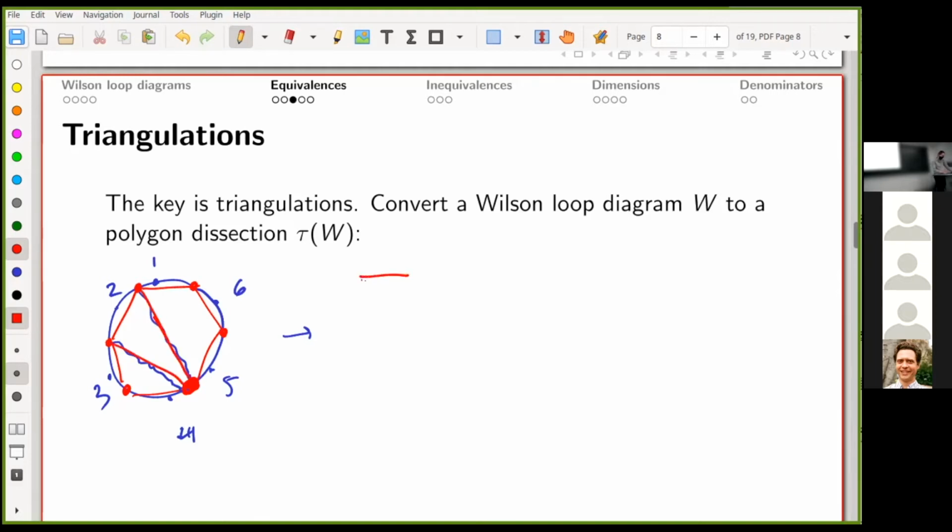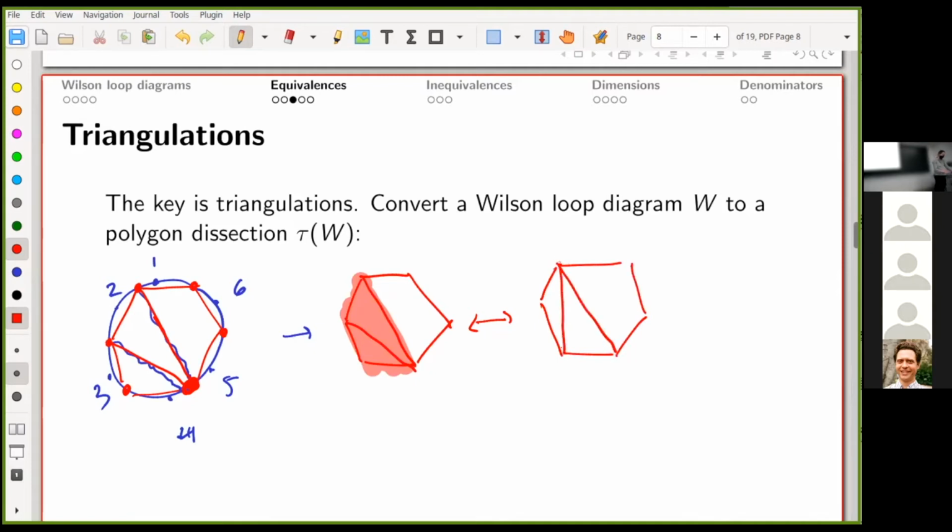And so what do we see? We have some polygon dissection, which we want to call tau of W. And now some section of this polygon dissection might be triangulated. So in this case, this section of the polygon dissection is triangulated. There could be more than one piece that's triangulated. But anytime you have a triangulated piece, you can retriangulate. So in this case, there's only one retriangulation. That's the one other triangulation of this same guy.